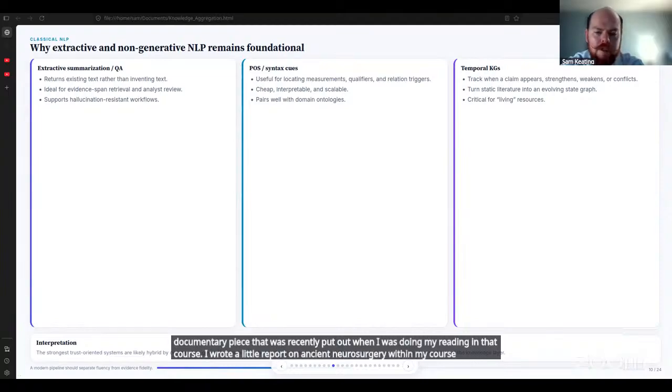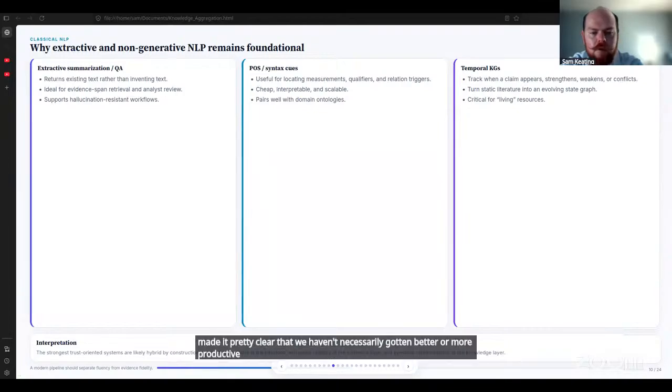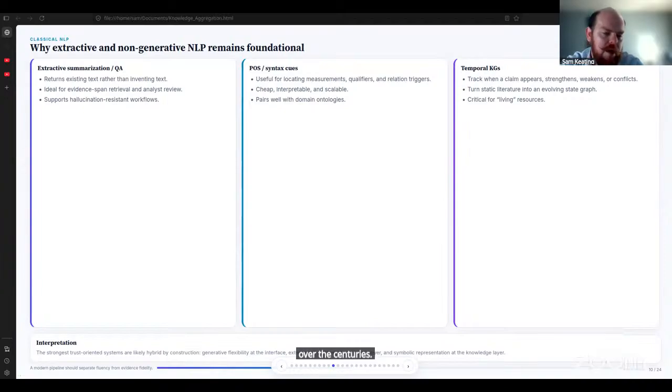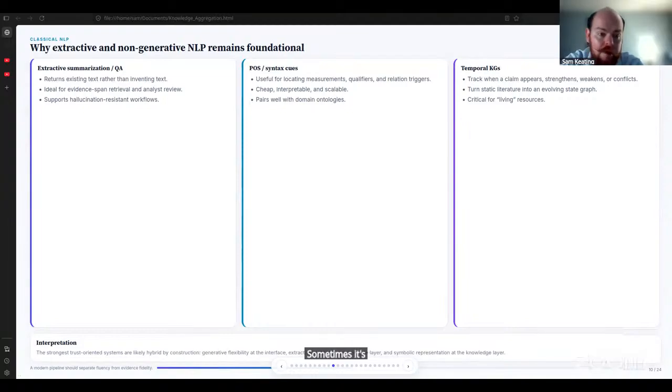And some of the reading I bumped into, some of the documentaries, made it pretty clear that we haven't necessarily gotten better or more productive or successful over the centuries. There have been discoveries and knowledge that we've lost touch with. Sometimes it's even documented where we can fish it back out and uncover that we lost touch with something that does better than what we're using today.